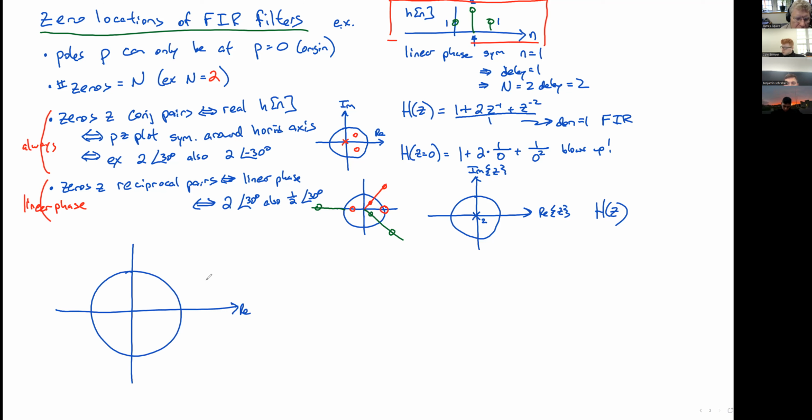Here's our real part of Z, our imaginary part of Z. And I'm saying you're going to start off with a pole here, and a zero here, and a zero here, and a zero here, and a zero here. And Ben, walk me through where I have to add one zero or one pole here to make it linear phase.